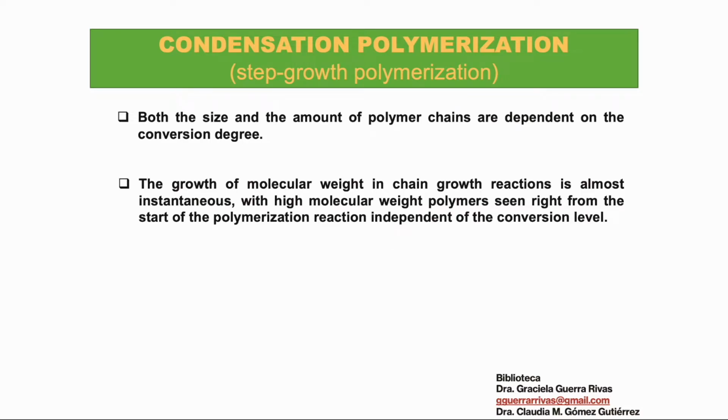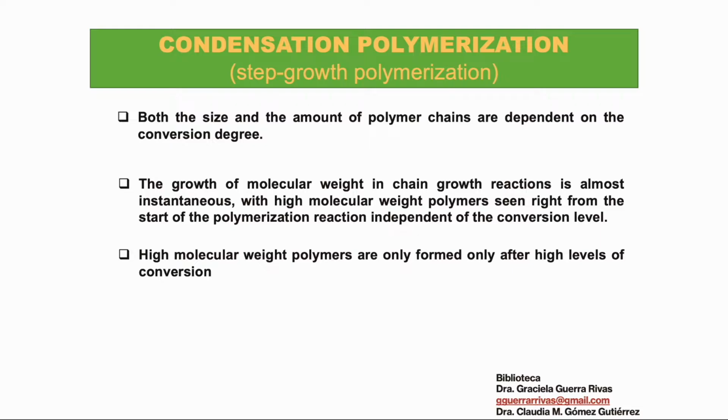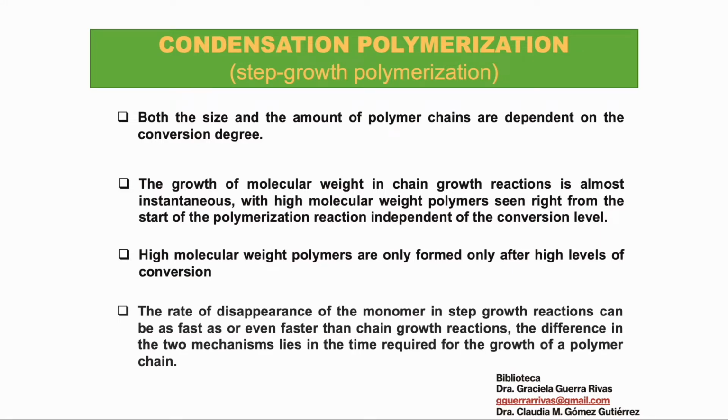The growth of molecular weight in chain growth reactions is almost instantaneous, with high molecular weight polymers seen right from the start of the polymerization reaction, independent of the conversion level. In step growth, high molecular weight polymers are only formed after high levels of conversion, more than 98% and almost at the very end of the reaction. The rate of disappearance of the monomer in step growth reactions can be as fast as or even faster than chain growth reactions. The difference in the two mechanisms lies in the time required for the growth of a polymer chain.